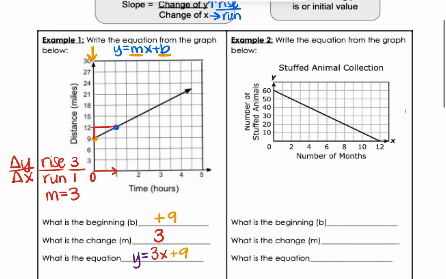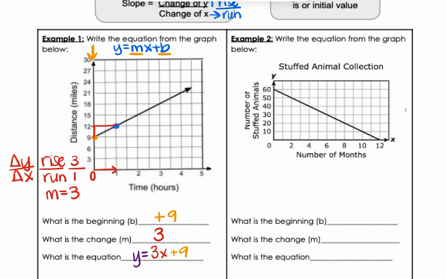All right, let's try example number 2. Example number 2, again, says write the equation. And so anytime I'm writing an equation, I'm going to use y equals mx plus b. And again, we're just replacing the m and the b.